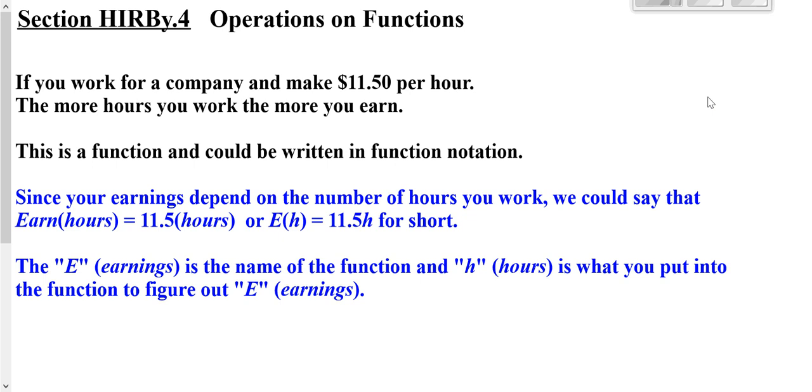We're going to look at doing operations and functions. Now, adding, subtracting, multiplying, dividing functions, and then putting functions within functions called composition of functions.